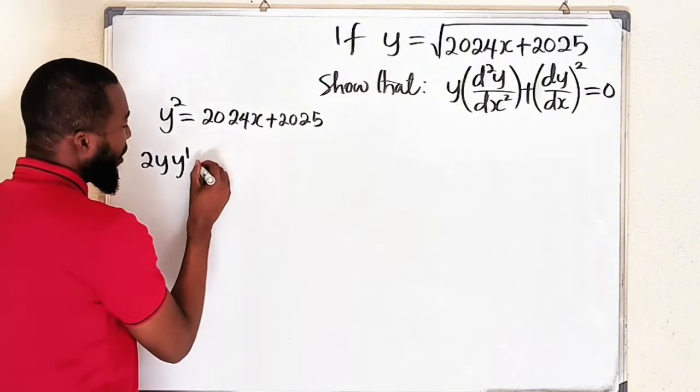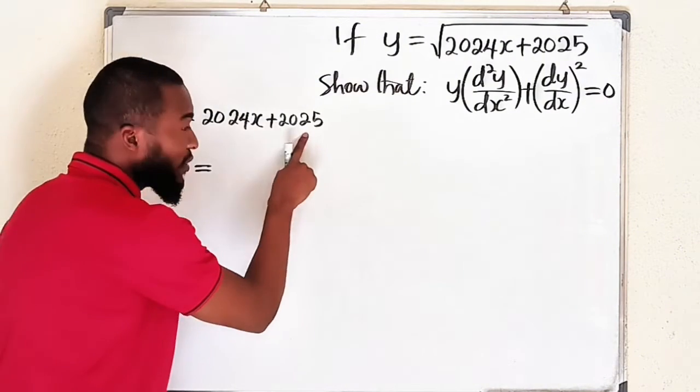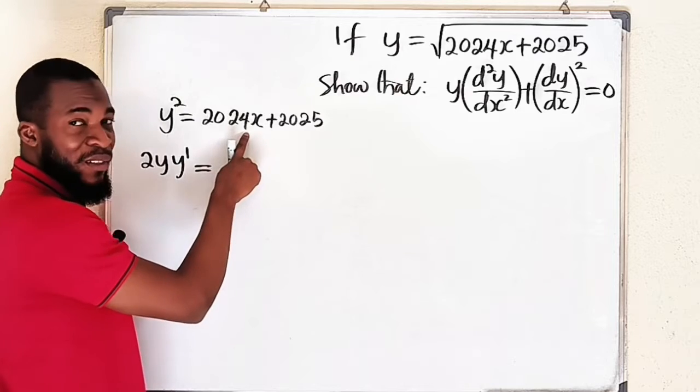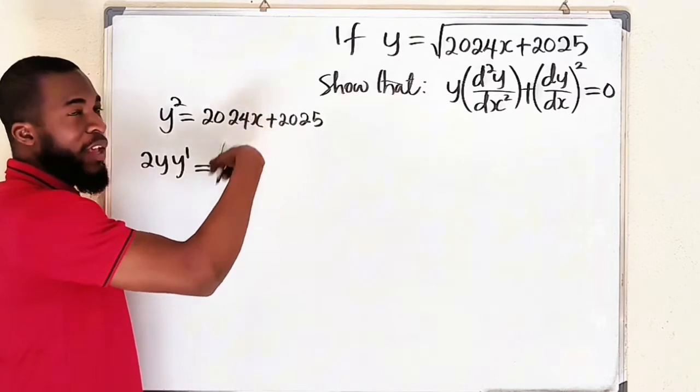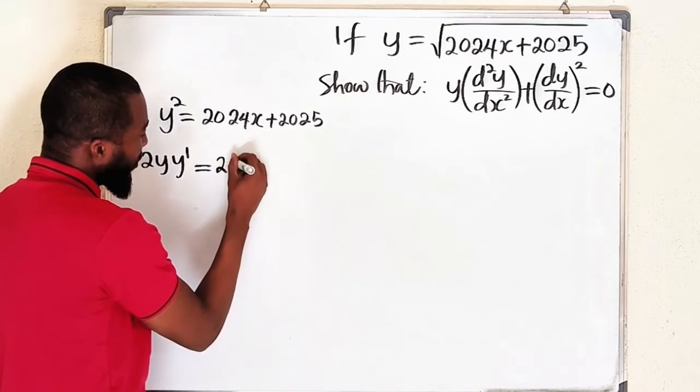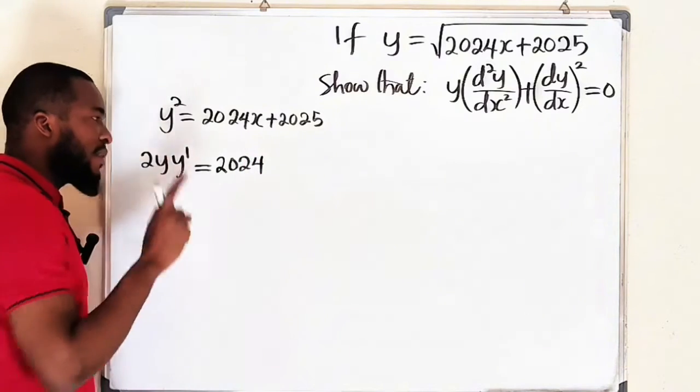You should know that. This is equal to the derivative of the constant, which will give us 0. So we pay attention to only this. It has a power of 1. So x will go, leaving 2024. This is the first derivative.